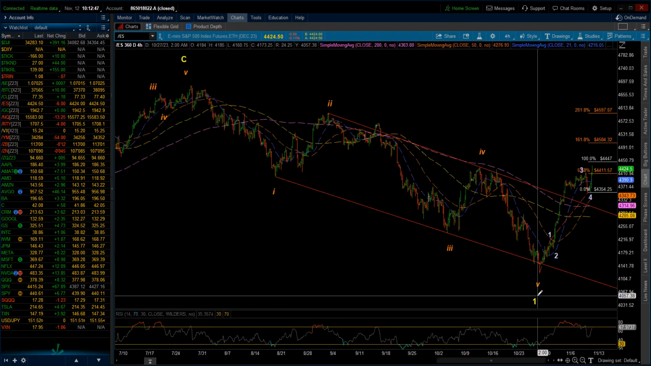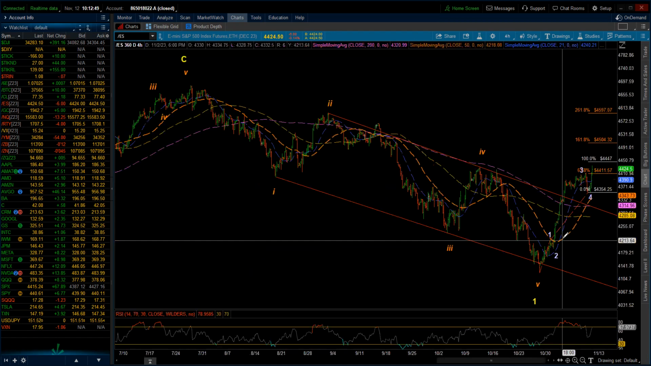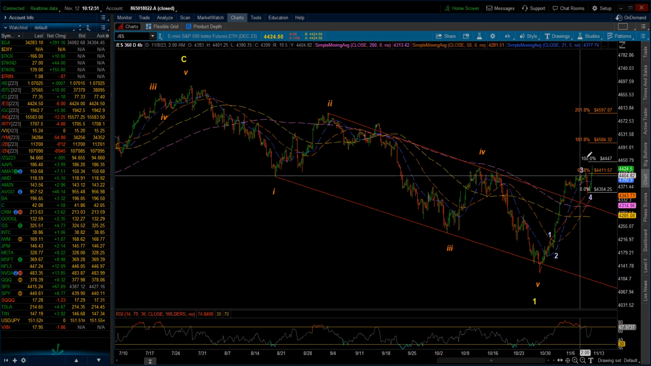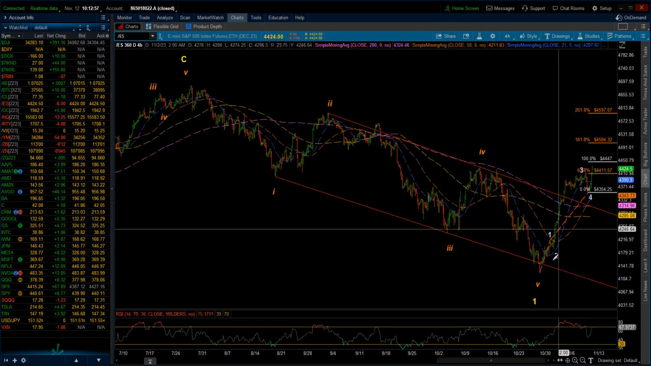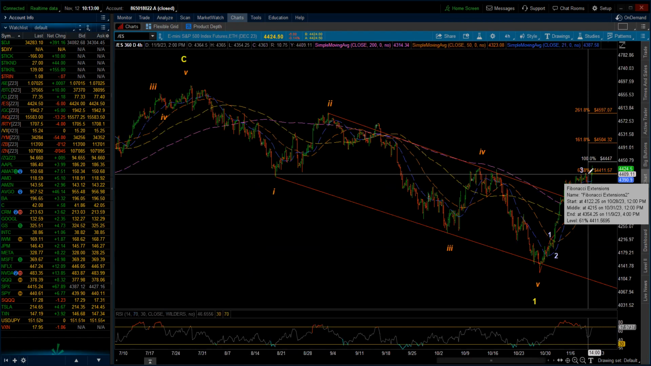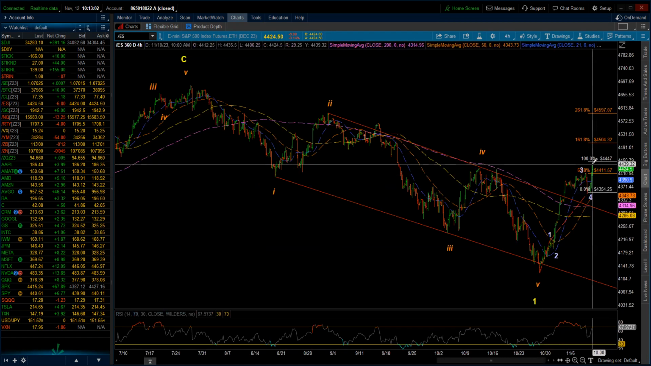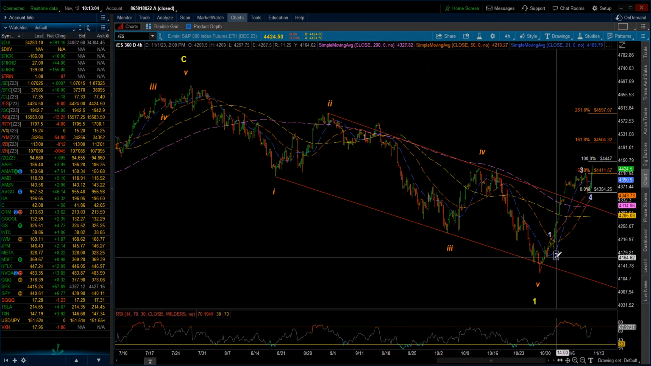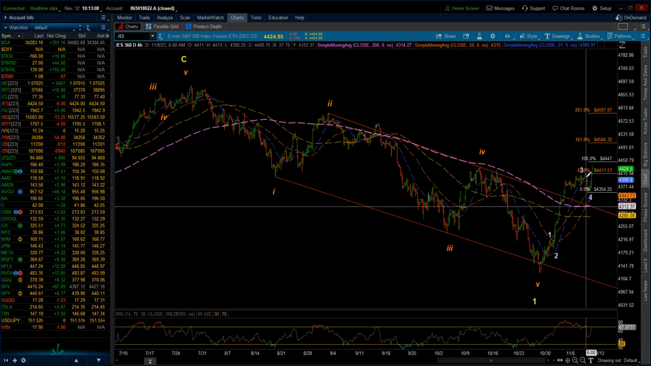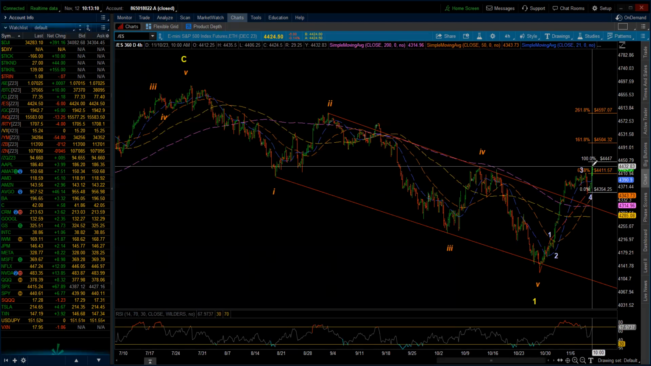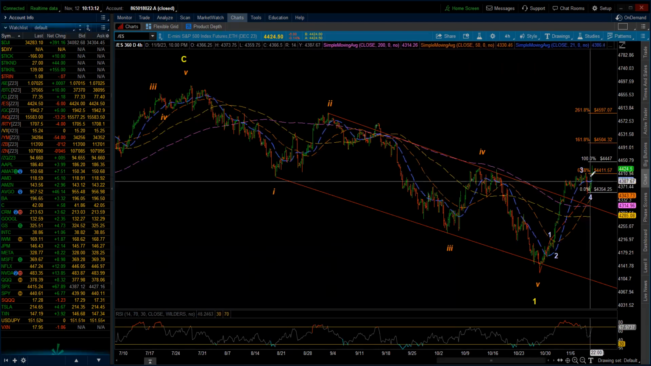Here we are again, actually inside of the A wave. I believe we're still inside the A wave on this intermediate wave 2. And there's two ways I can really look at this. This Friday was incredible. Friday was just like, get out of the way.